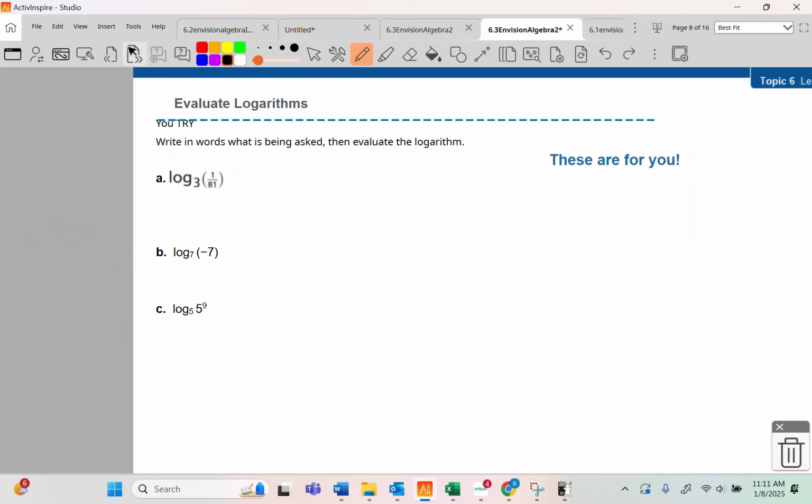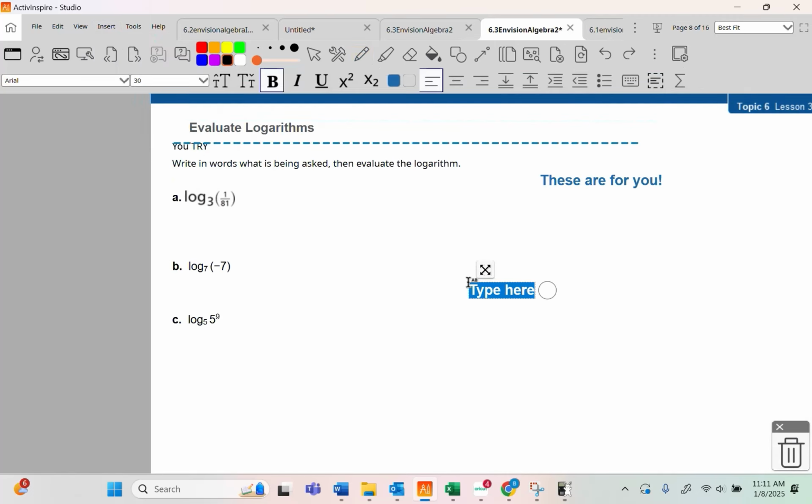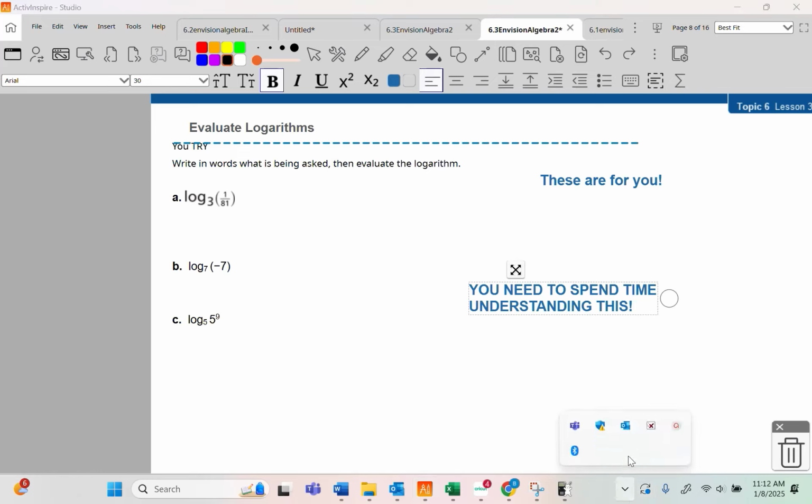And again, these are for you to be doing. And I cannot repeat this enough. You need to spend time understanding this. You need to spend some time on it. Logarithms are huge. They are huge. You need to understand them, and you need to spend some time trying to figure this stuff out. You get what you put in. If you don't put anything in, you ain't going to get anything out.